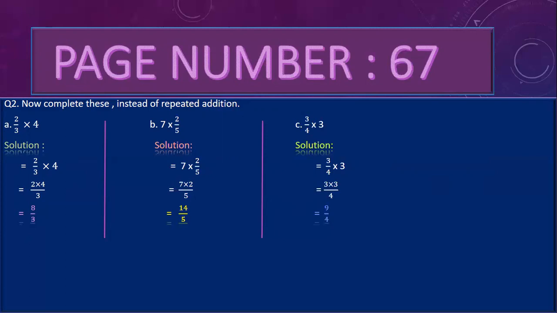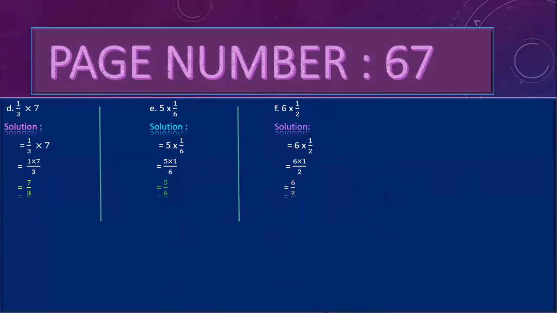The third part is 3 over 4 multiplied by 3. Again, 3 multiplied by 3 over 4. 3 3s are 9, so 9 over 4, and if we add 3 over 4 three times, our answer again will be 9 over 4. In part D, 1 over 3 multiplied by 7 is 7 over 3. And if you add 1 by 3 seven times, your answer will become 7 by 3.